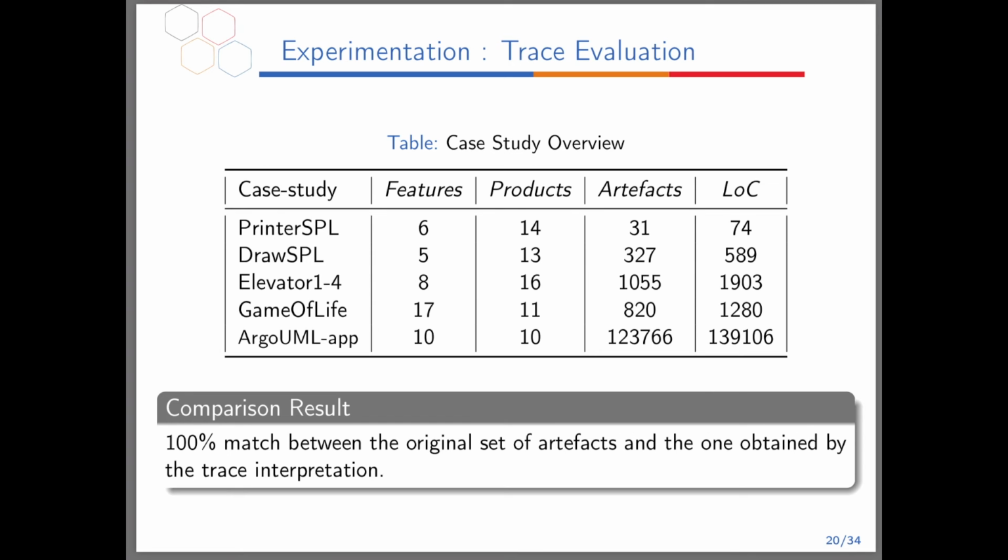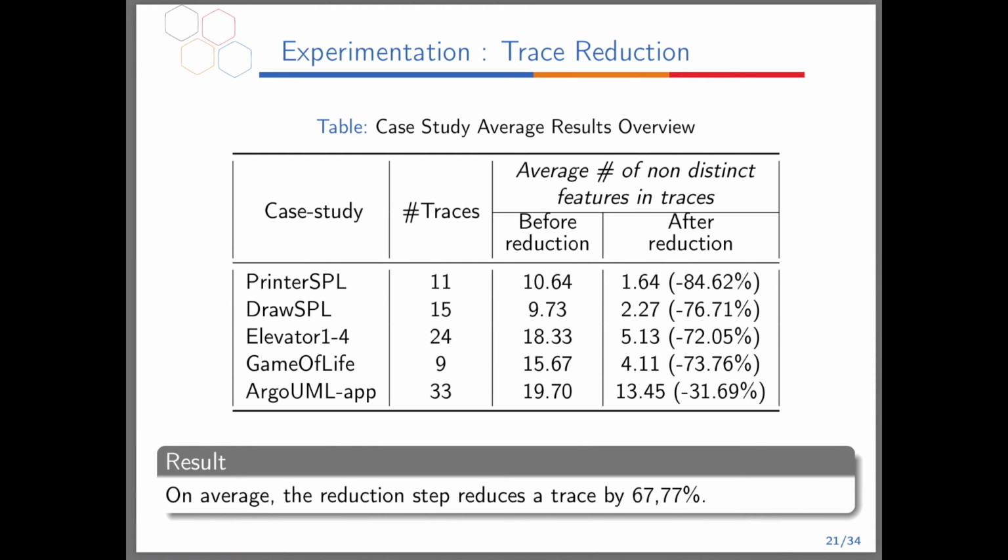This means that our trace can be used to correctly select the proper artifact whenever a particular feature is selected, and that the feature interactions are also correctly interpreted and included. Concerning the trace reduction, we observe that our technique has, on average, reduced by 67% the trace length in our case study.